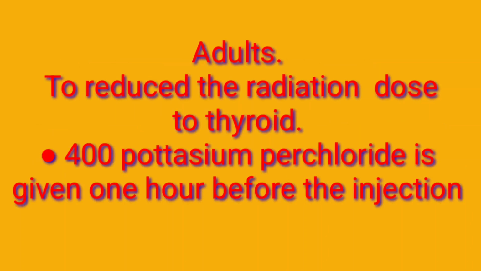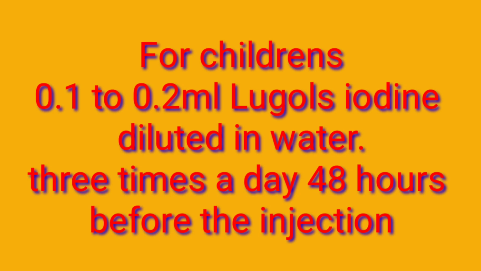For adults, to reduce the radiation dose to the thyroid, 400 mg potassium perchlorate is given 1 hour before the injection, and then the images are taken. This is to reduce the radiation dose to the thyroid. As far as children are concerned, to minimize the radiation dose, it is important to give 0.1 to 0.2 ml Lugol's iodine. You should dilute it in water and give it 3 times a day, starting 48 hours before the injection, to reduce the radiation dose to the thyroid.